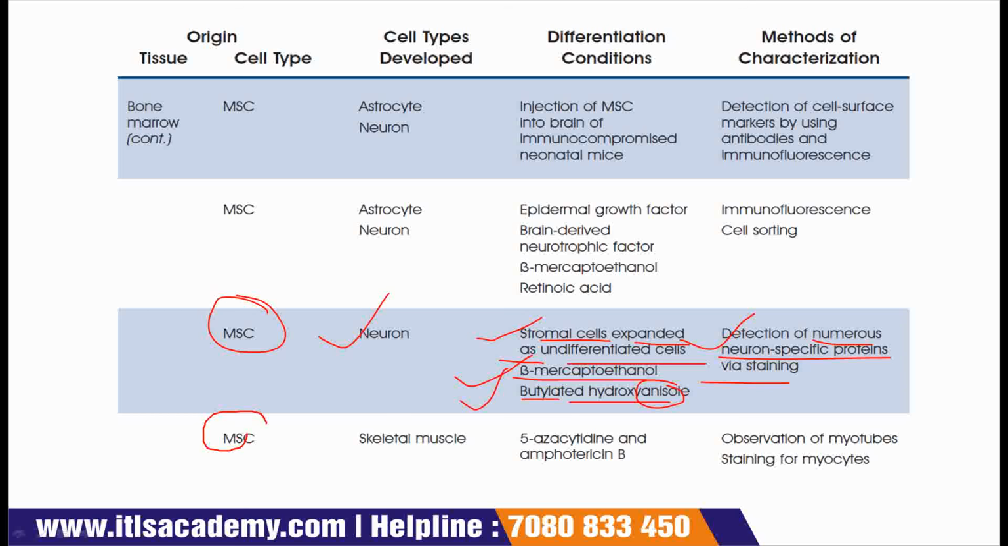Next cell developed from mesenchymal stem cell is skeletal muscle. Conditions are 5-azacitidine and amphotericin B. And methods for characterization are observation of myotubes, staining for myocytes. Myocytes means cells of the muscles.